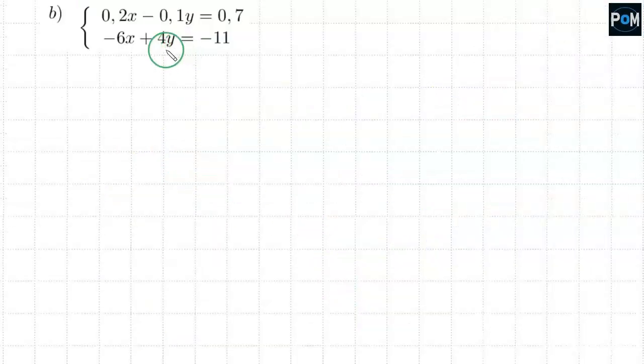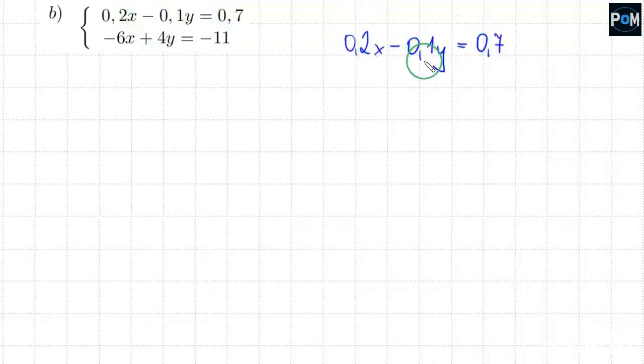In example B, again, it isn't an easy situation because with x's and y's, there's always some number. Additionally, we have decimal fractions, which makes it an additional difficulty. So I'll do it like this. I'll take the top equation, and since I don't like fractions at all, especially decimal fractions, I'll just multiply everything by 10. And here it will be times 10, here times 10, and here times 10.